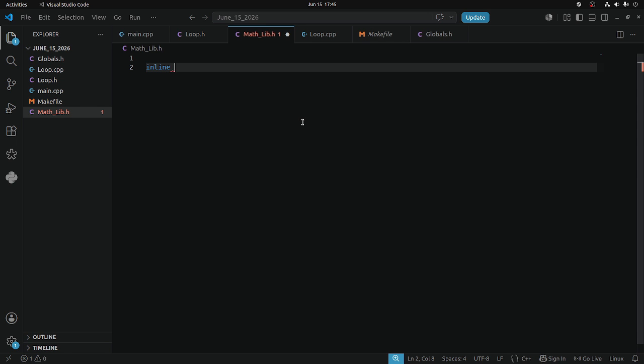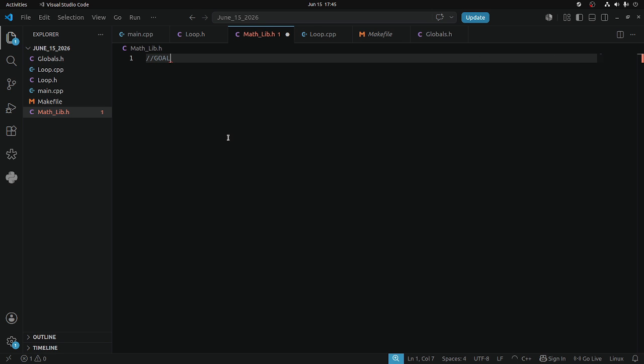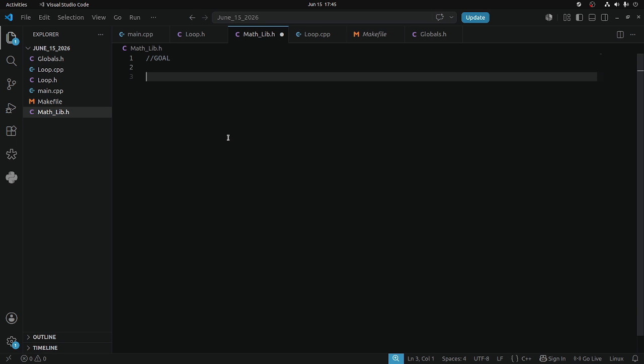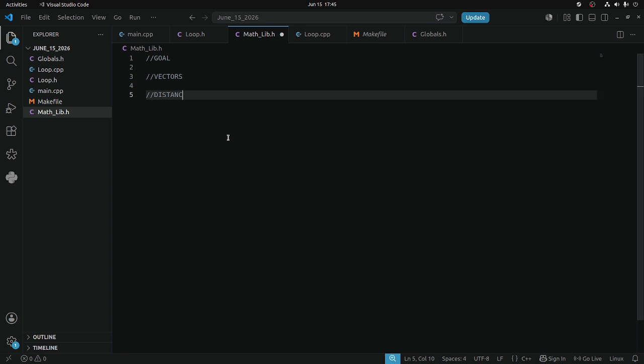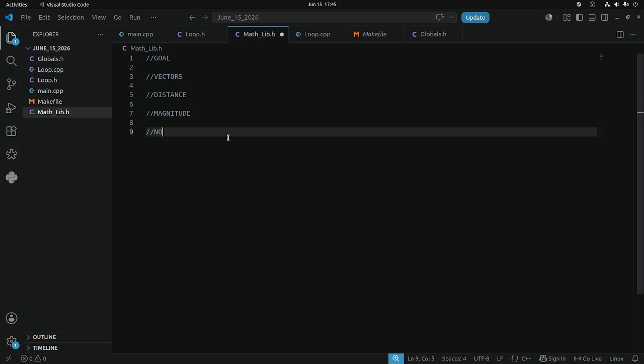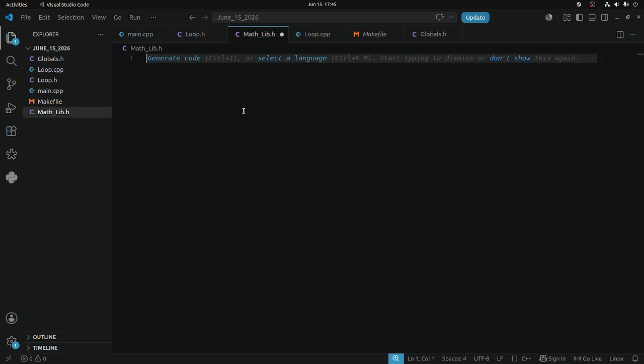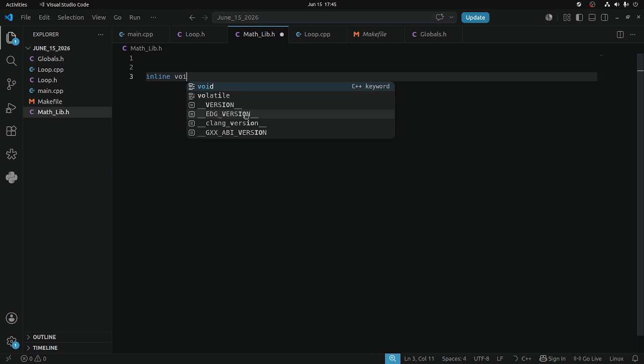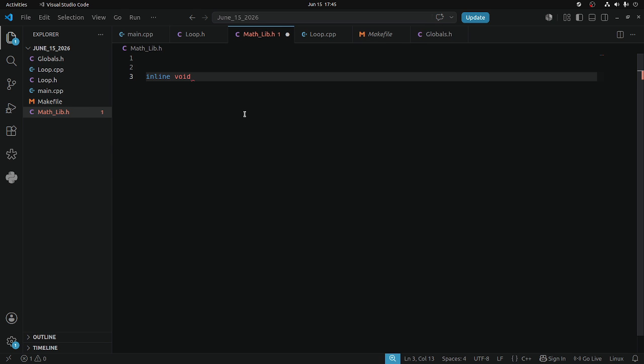Now, there's a few things that we need to do. So the end goal here is to be able to represent vectors, as in I want to get the distance between two spots. I want to be able to find the magnitude. I want to be able to normalize these things, so on and so forth. So I'm going to make an inline, and I'm going to start with void. The return type will change here. And I'm going to say, hey, distance, because this is what I want to calculate.